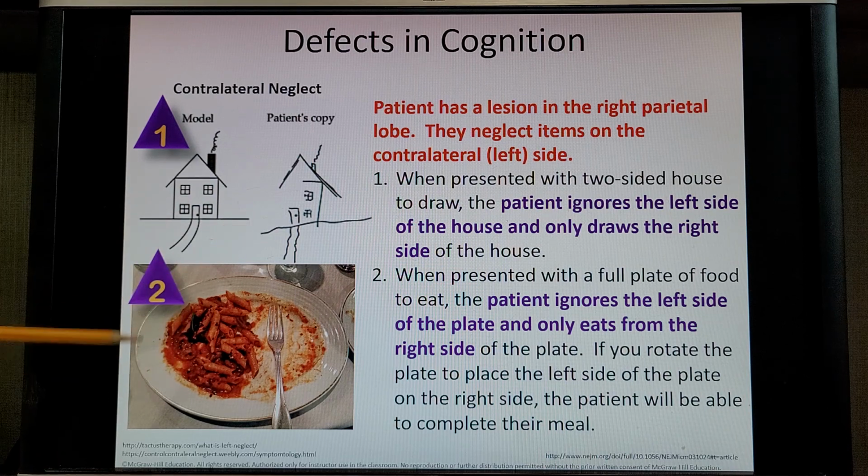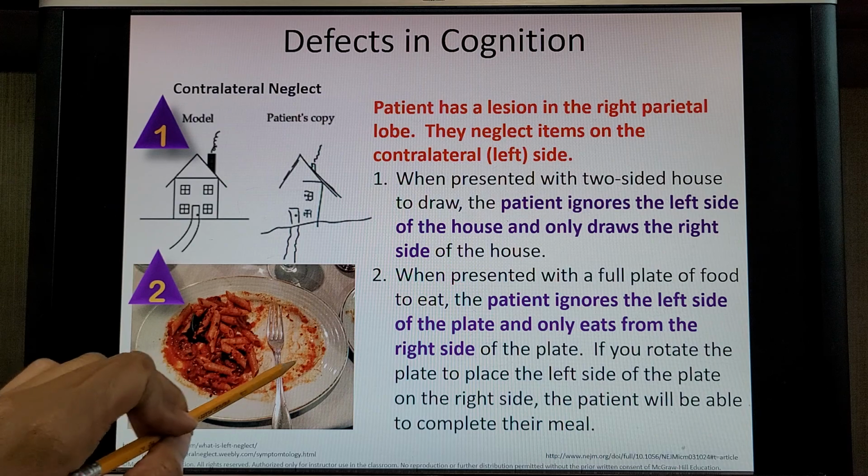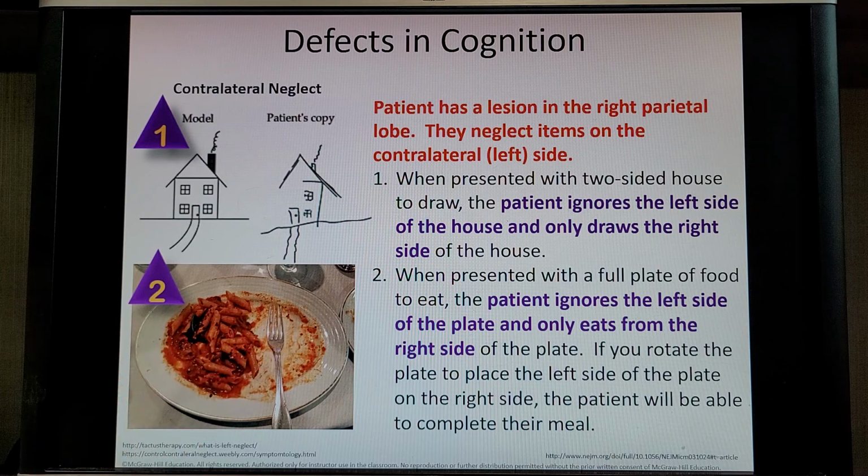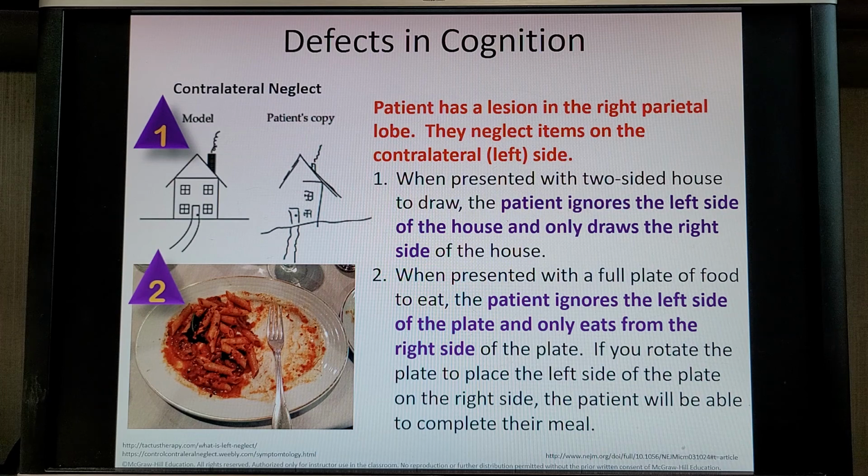Down here, same situation. The patient ignores the left side of the plate, so they'll only eat what's on the right side. In order to get them to finish their plate, you just turn the plate around and then they'll be like, oh, food. And they'll actually recognize that it's there.